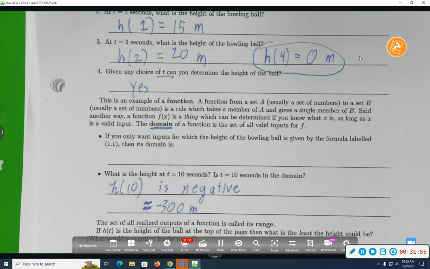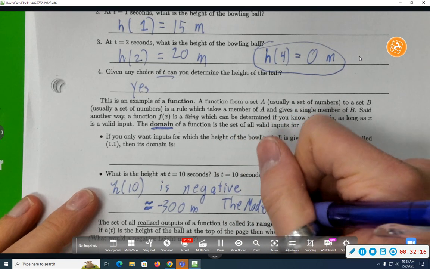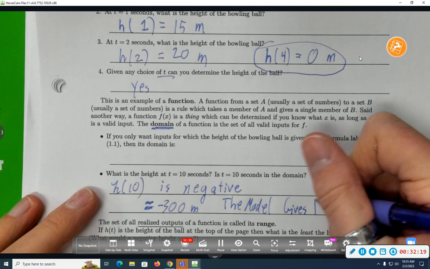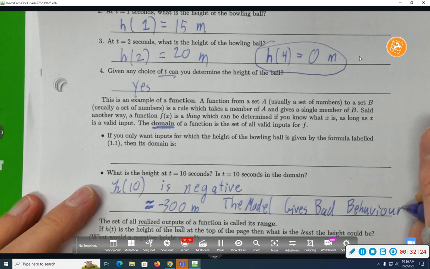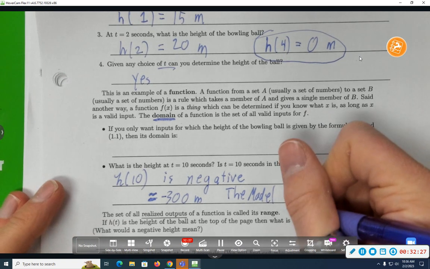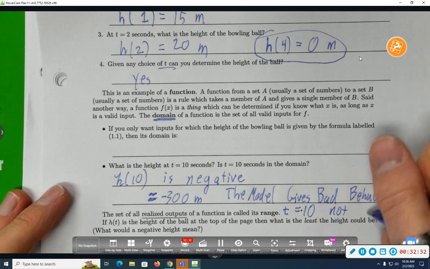So what this model is predicting is if you throw the ball and you wait 10 seconds, then the bowling ball will have fallen 300 meters into the surface of the earth. Is that reasonable behavior? This behavior is definitely not in line with what physically should happen. The model does not give correct behavior. So you should think of t equals 10 as not being in the domain.